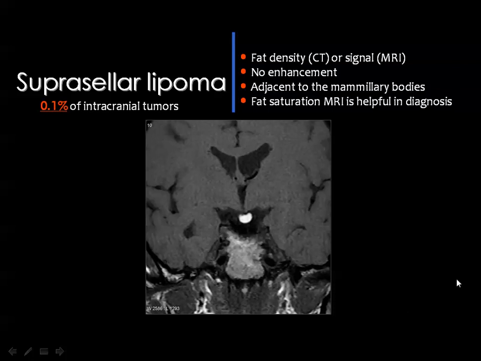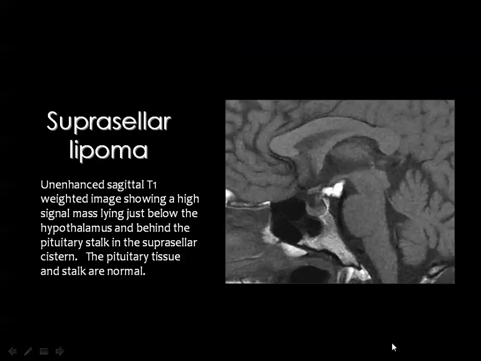Then suprasellar lipoma, a small fat-containing lesion in the suprasellar area. The lesion will show fat density on CT and fat signal on MRI. It will not enhance, and it is usually located adjacent to the mammillary bodies. One of the helpful techniques is to use fat suppression MR images, and then you get a low signal of the lesion. And this is a lipoma in the suprasellar area. It is located near the mammillary bodies, and this lipoma is also adjacent to the region of the tuber cinereum.